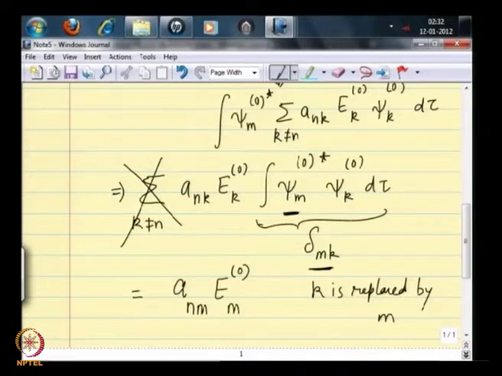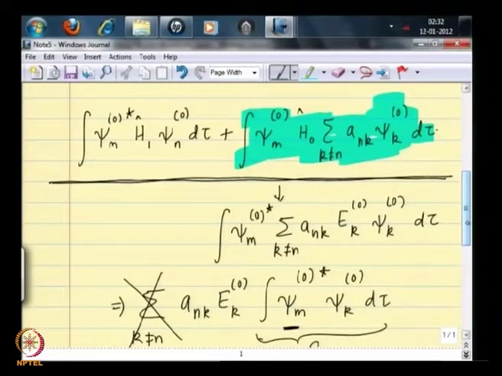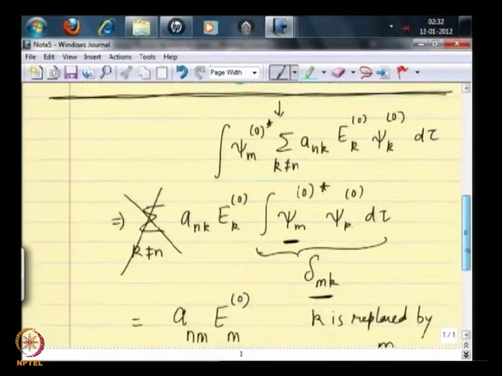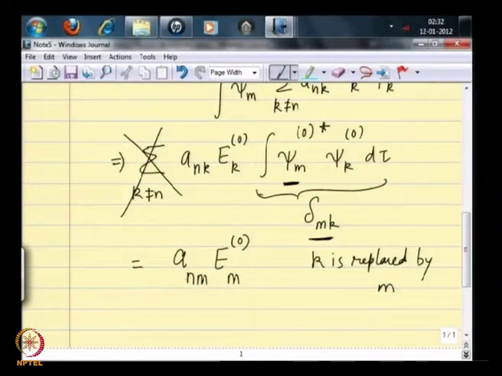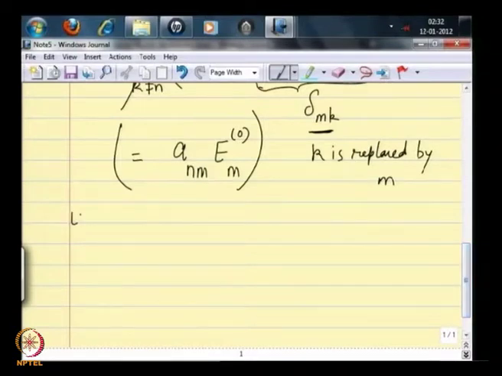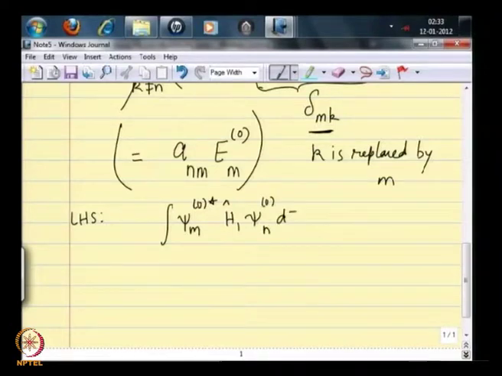Okay. So, the left hand side is simplified to now two sets, namely a term psi m 0 star h1 psi m 0 and an energy contribution a m, this particular term alone. Okay. So, the left hand side therefore becomes the following: integral psi m 0 star h1 psi n 0 d tau plus a n m e 0 m. What about the right hand side?